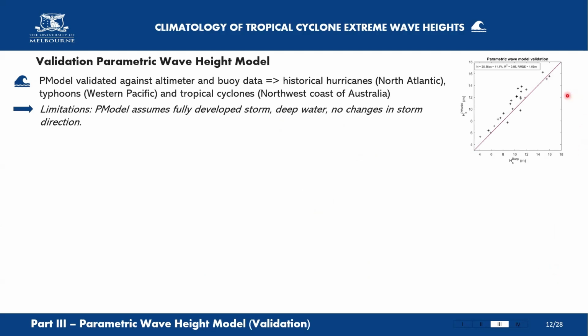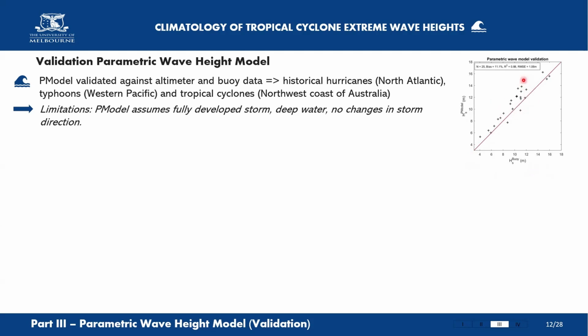The validation. We validated this parametric model against observational data. We use altimeter and buoy data for historical hurricanes in North Atlantic, typhoons in Western Pacific, and tropical cyclones in Northwest coast of Australia. We can see here in the figure one, the comparison between the HGS calculated by the parametric model and the HGS measured by the buoys.